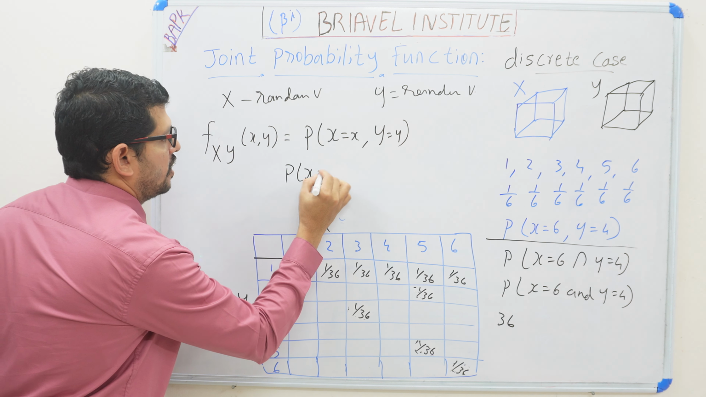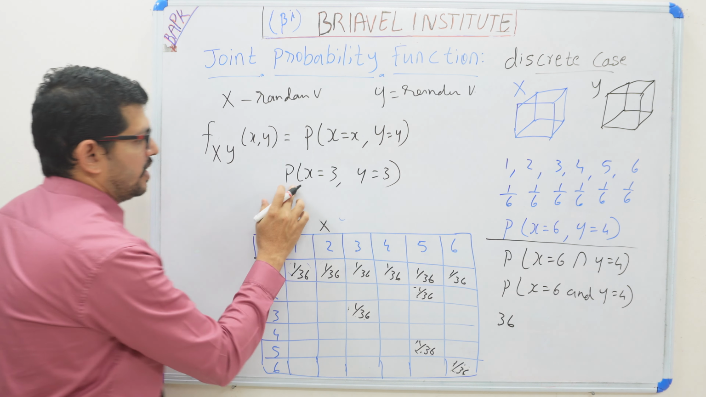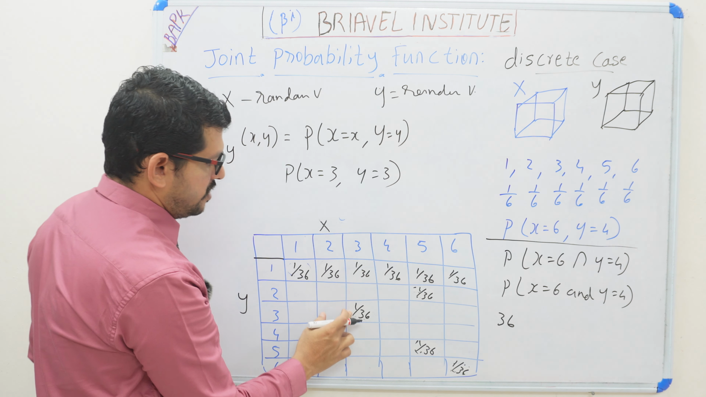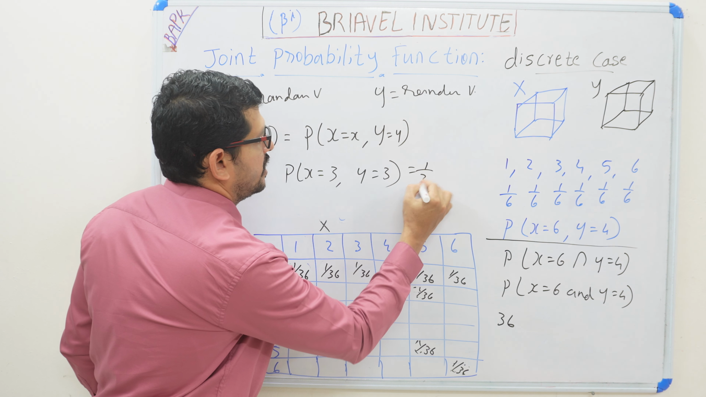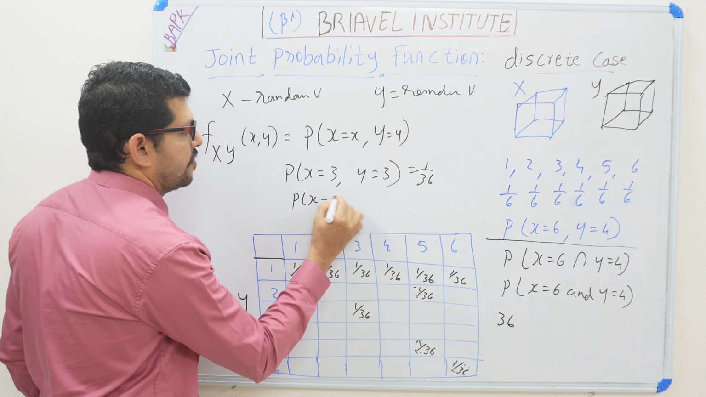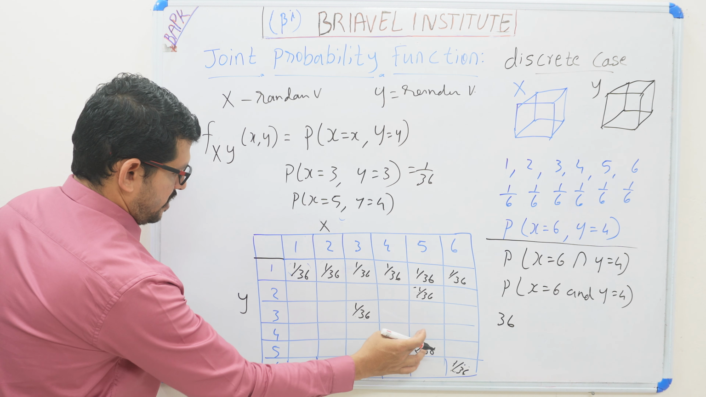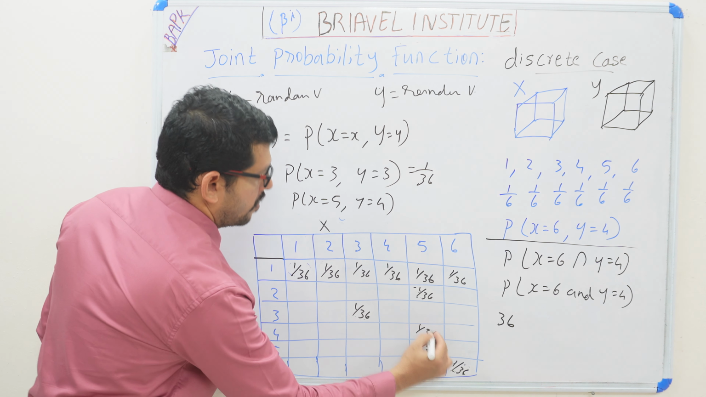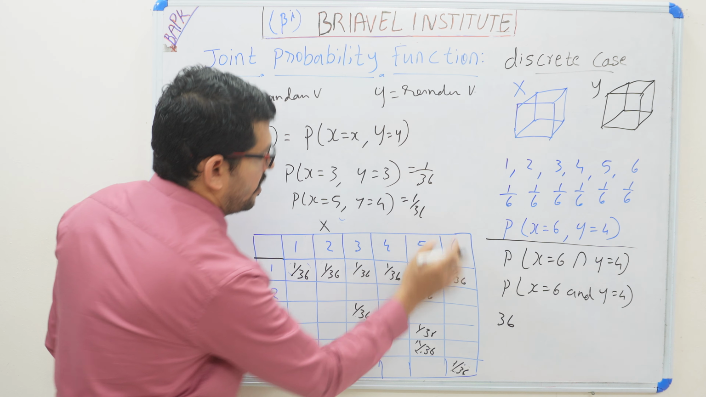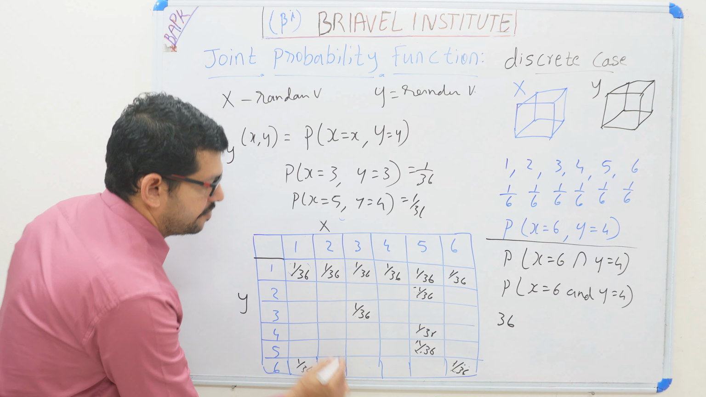Probability of x is equal to 3 and y is equal to 3. So this probability also is equal to 1 by 36. Same probability for all the cases. Probability of x is equal to 5, y is equal to 4, so this also has a probability of 1 by 36. All having this probability of 1 by 36. You can fill 1 by 36 like that.